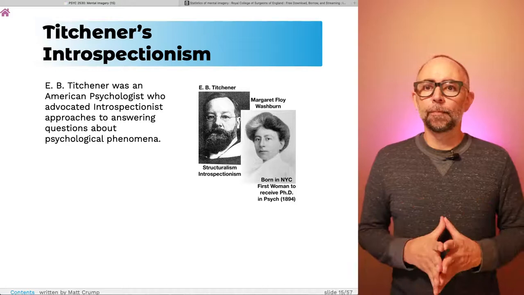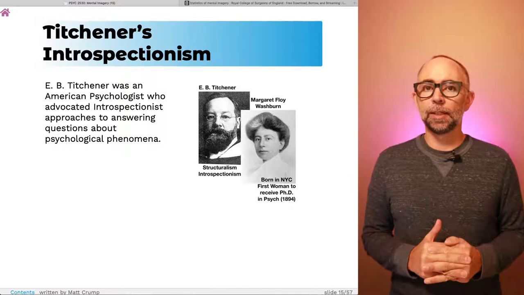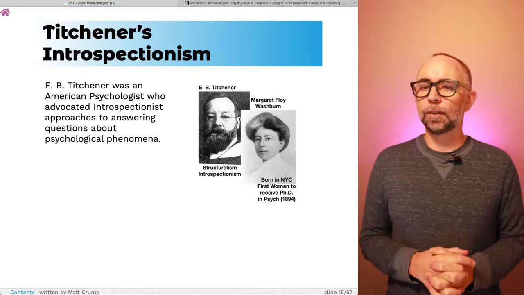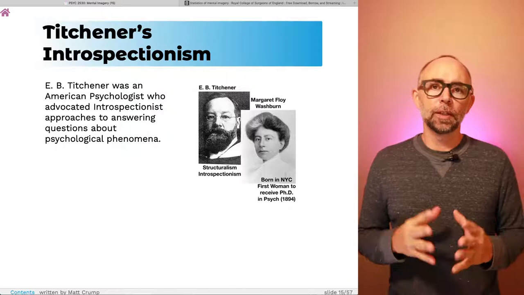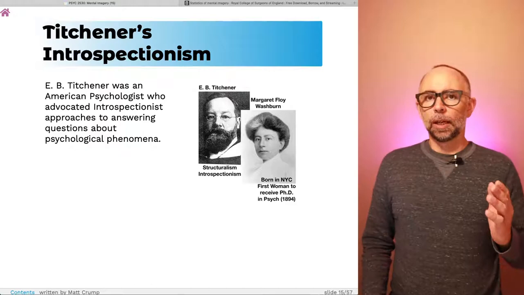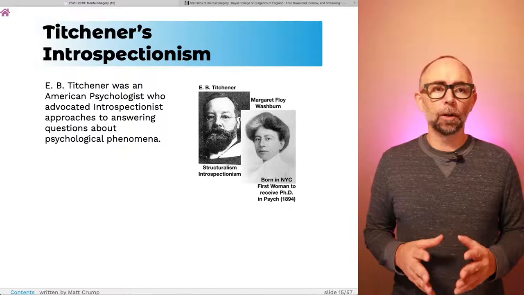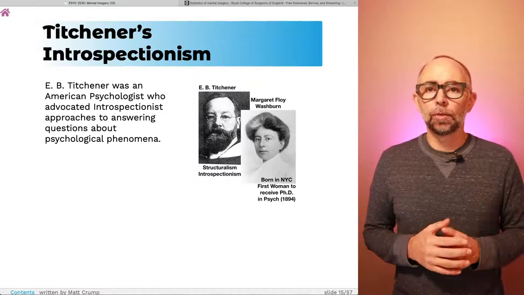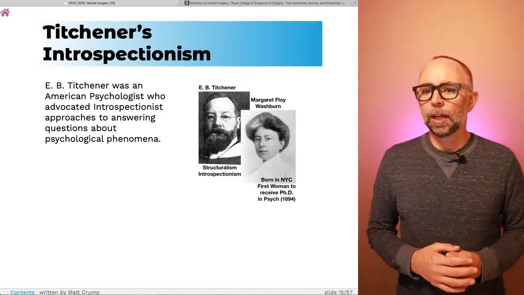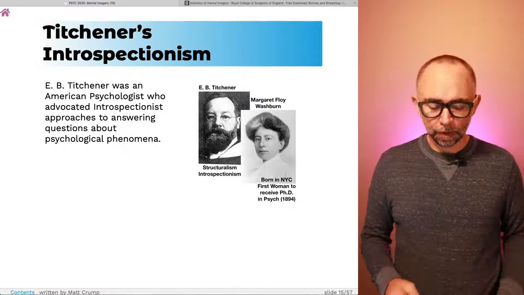Galton in the 1880s got a bunch of people interested in mental imagery. And so if we move forward in time to the early 1900s in the US, we can see some American psychologists using the same methods, so methods of introspection, to try to figure out things about human cognition, including mental imagery. So I've got some pictures of E.B. Titchener and Margaret Floy Washburn. And these two used introspection. They had a school of psychology called structuralism, and they were following up in many ways on what Galton was doing.